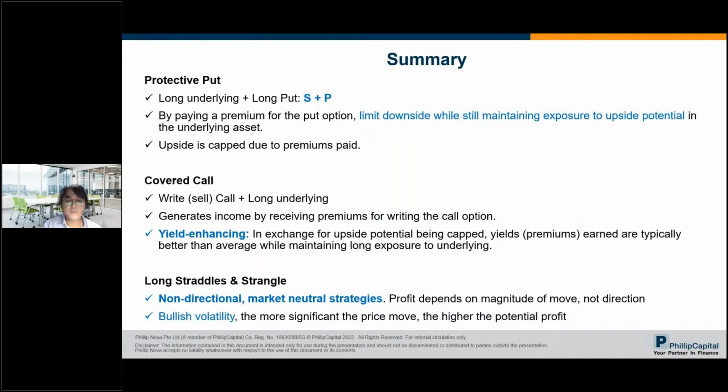So let's say you're very confused or markets are very volatile. You are not sure whether markets will open lower or higher, but you know that it's very volatile. You know that prices are likely to move by maybe above 5%, maybe in double digits. Straddles and strangles will be a good strategy to use because these are all strategies that are bullish on volatility, where the more significant the price move, the higher the profit you will see.